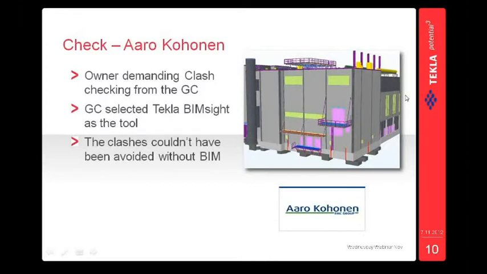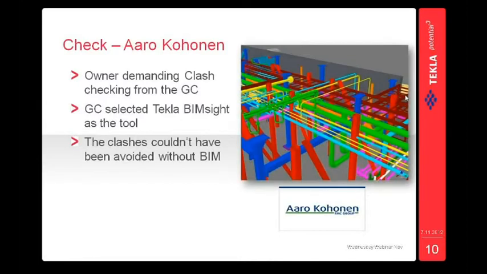And Arkko Honen, which was the general contractor in this project, decided to use Tekla BIM Sight in the project. The architectural model for the old part of the factory was already available, but for the extension, everything was modeled from scratch. As you can see in this image, there were a lot of plant process and also MEP components in a small space. In this kind of complex project, the clashes couldn't have been avoided without using BIM.